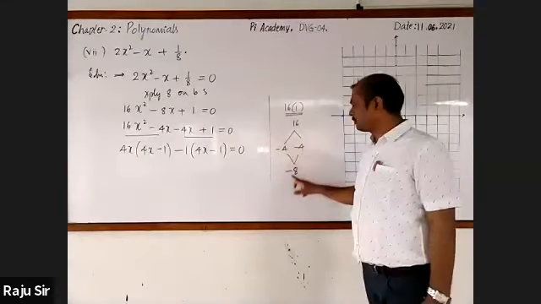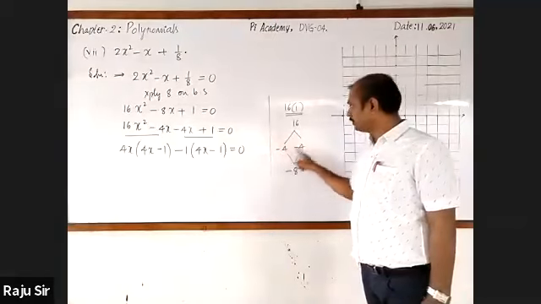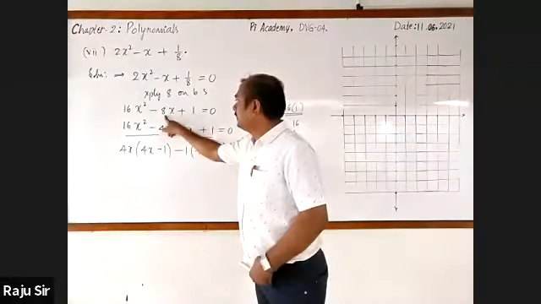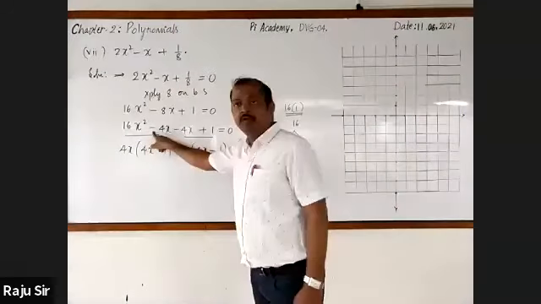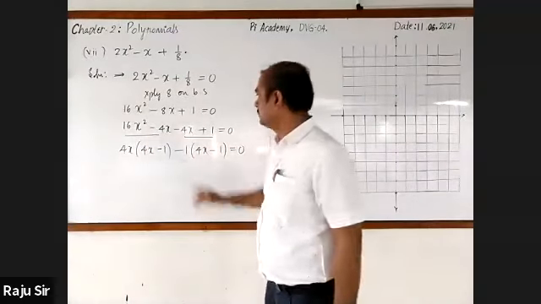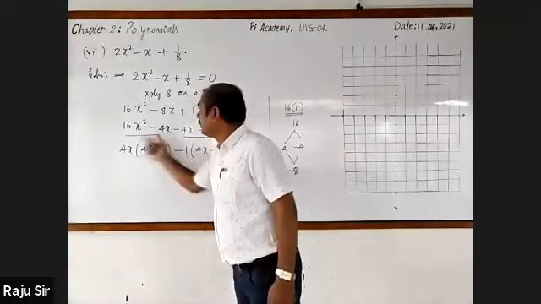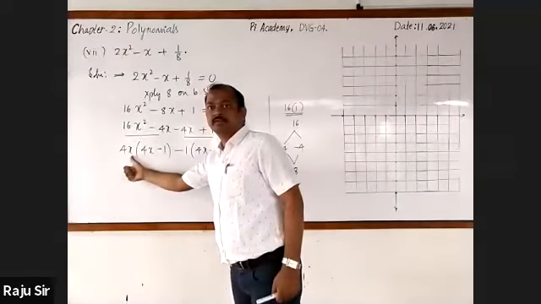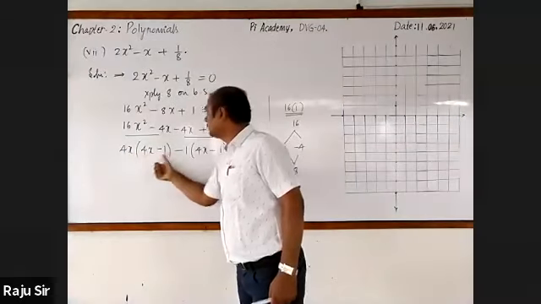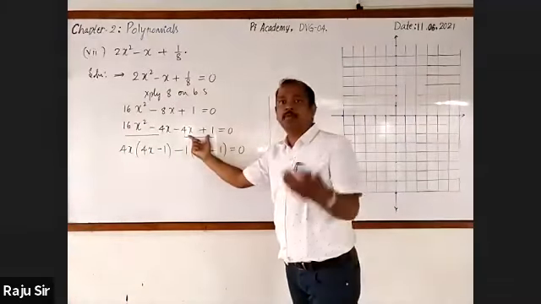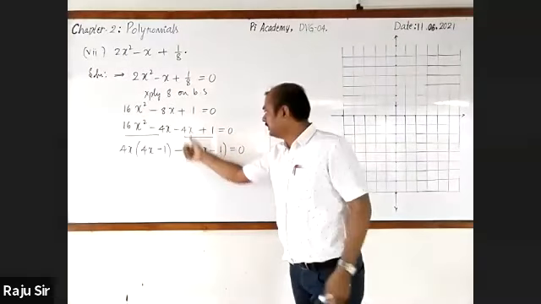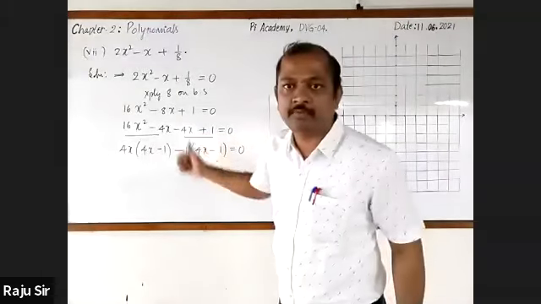Minus 4, minus 4, minus 8. Minus 4 into minus 4 is plus 16. Now, minus 8x has been written as minus 4x minus 4x. In the first group, we have 4 as common factor as well as x. Then you get 4x minus 1. In the second group, we do not have a common factor except 1. Hence, I have taken 1 as common factor.